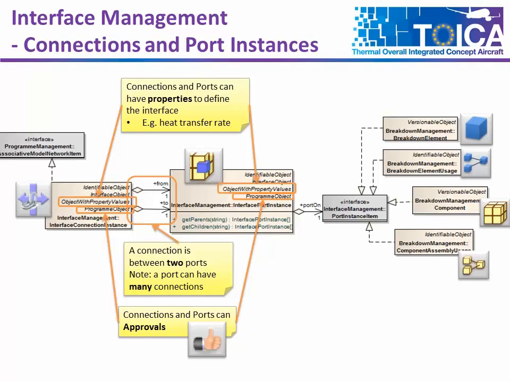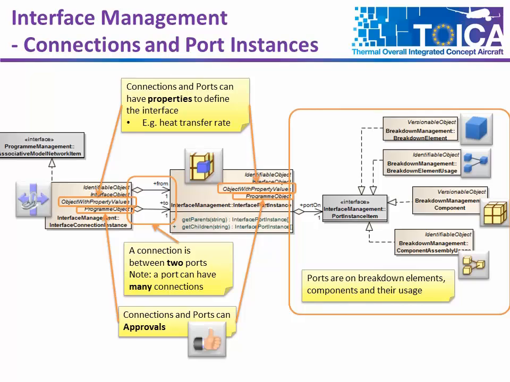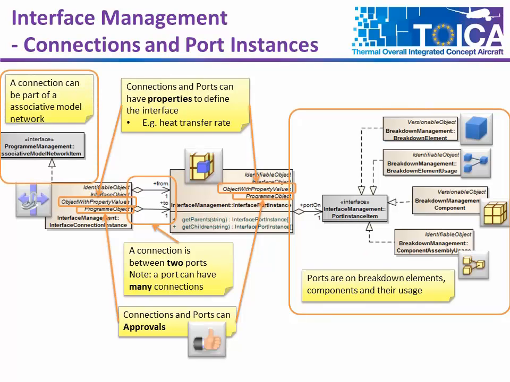A connection must have two relationships to the ports. These are to and from. There is no enforced direction implied by these names, but a business rule could be imposed if needed. A port itself could have many connections. A port is on something, and these are the possibilities of what the port can be on. A connection instance can be part of an associated model network.